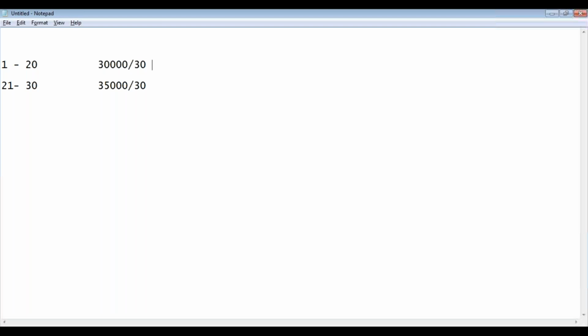This daily rate is multiplied with how many active days? 20 active days. And this daily rate is multiplied with how many active days? 10 days. So this way you will get the actual amount.